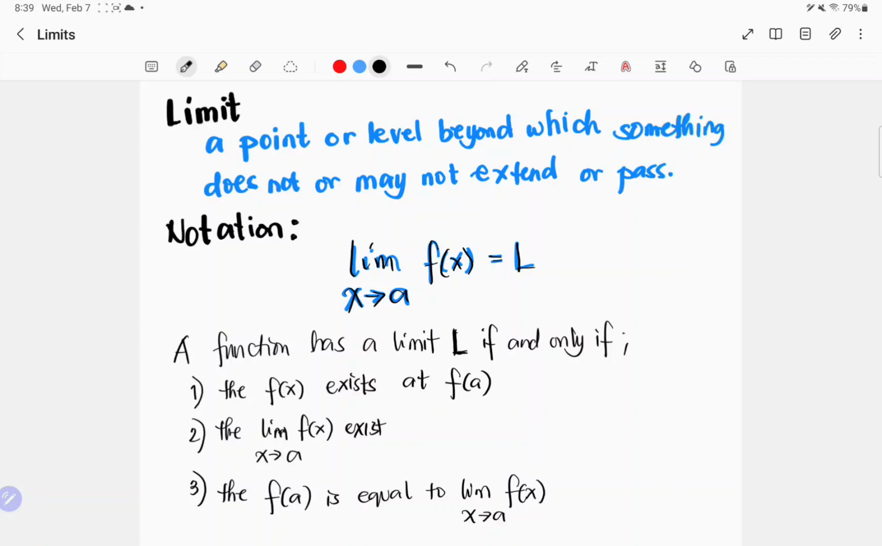L is the exact numerical value for our limit. F of x is the function provided, and the value of a here is the value specific domain.